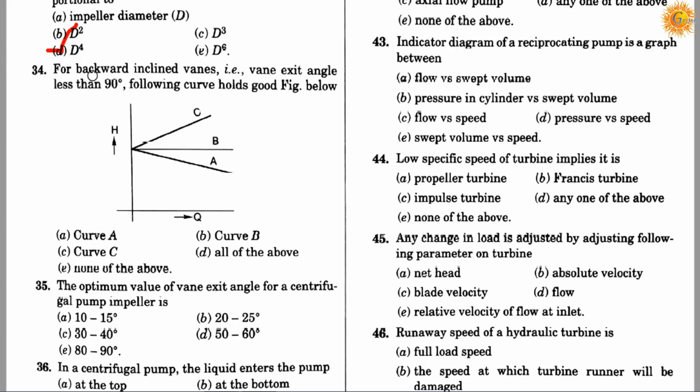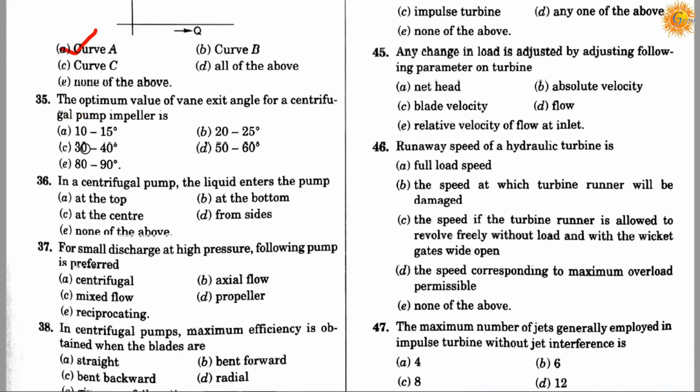Question number 34. For backward inclined vanes, when exit angle is less than 90 degrees, which curve holds good in the figure below? The figure is between H and Q, with curves A, B, C, D. Option A is curve A, option B is curve B, option C is curve C, option D is all of the above, option E is none of the above. Correct answer is A. It means for the backward inclined vane, when exit angle is less than 90 degrees, curve A will hold good.